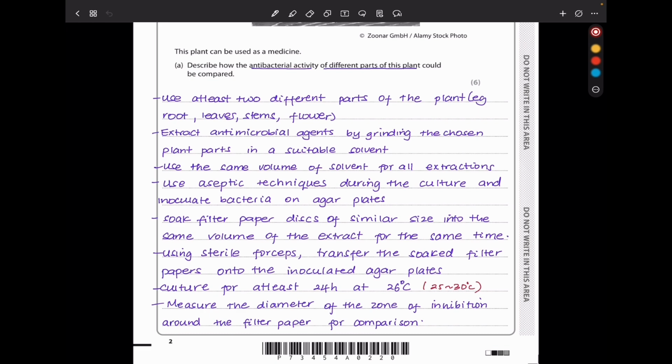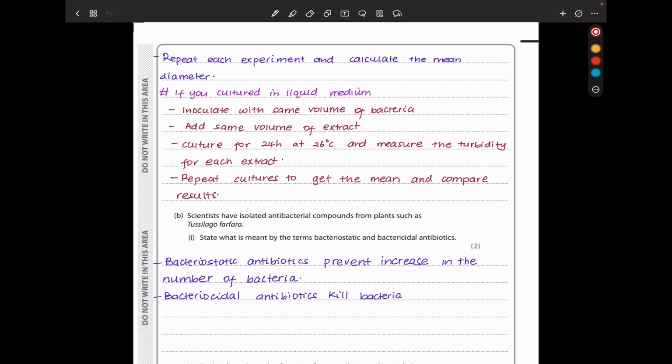And of course, you have to make sure this filter paper is not dripping, otherwise the concentration transferred could be different. Culture for at least 24 hours at about 26 degrees Celsius. The temperature has to be between 25 and 30 degrees. And then measure the diameter of the zone of inhibition around the filter paper for comparison. Then you repeat each experiment and calculate the mean diameter.